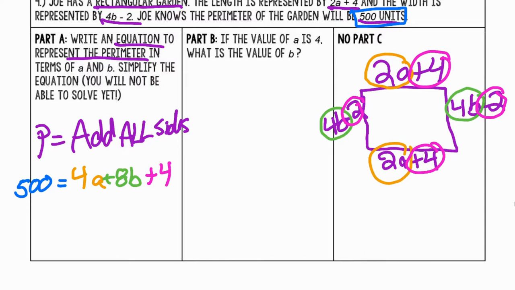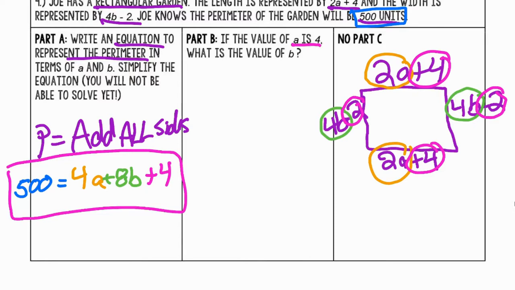That's an equation. But look, I have A and B, so I can't actually solve it yet. But this is the equation right here. Whoops, let me redo that. This is the equation right here that I need to use. Okay, so now part B. If the value of A is 4, what's the value of B?